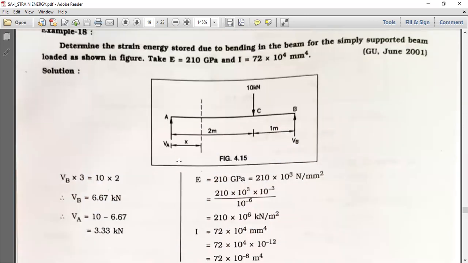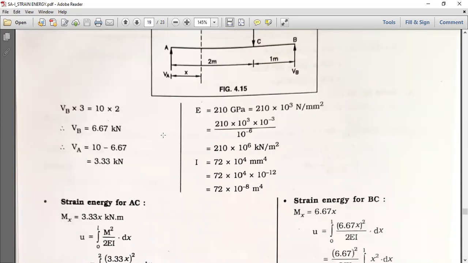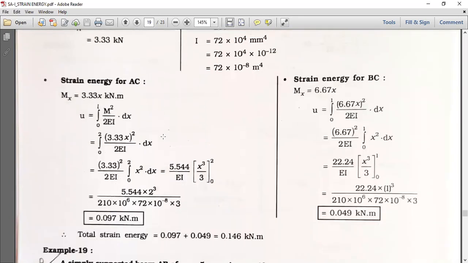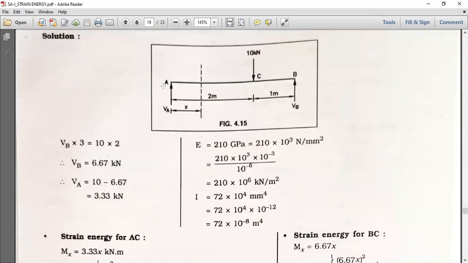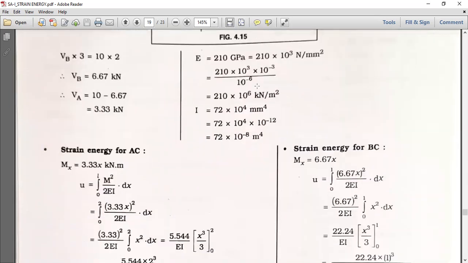Now what do we have to find? Determine the strain energy stored due to bending in the beam. Okay, so let us go to the point. Strain energy for portion AC and CB.